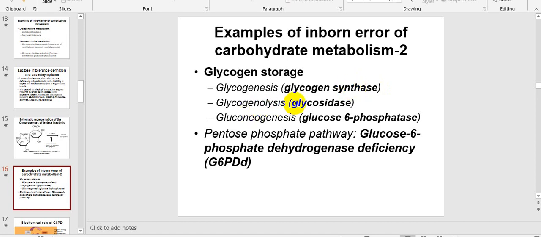Glycogenolysis is the breakdown of glycogen. For instance, if you have been attacked by armed robbers, you need energy to run away. So if the energy in your blood is not enough, then glycogen has to be broken down to glucose by glucosidase, so that the glucose will be used to produce more energy for you. But if glucosidase is lacking, then glycogen will remain in your liver and muscles and cannot be broken down. So you end up getting inborn errors of metabolism.